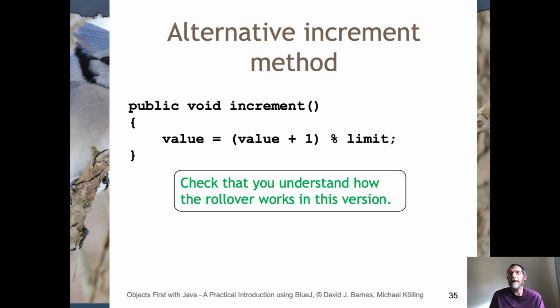And so this method maintains our requirement that value should always have a value in the range 0 to 1 less than the limit. Now it's worth trying out the modulo operator yourself with a few different values on the right hand side of the operator, and on the left hand side to try values that are smaller than the right hand side, values that are larger than the right hand side, and just make sure that you're confident that you understand how this particular implementation of the increment method models exactly the same as the one we saw previously.